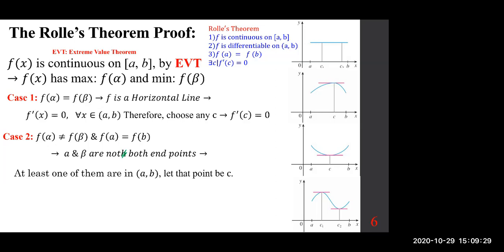So one more time. f of alpha is not equal to f of beta. Since f of a equals f of b, alpha and beta are not both endpoints. Remember, f of a equals f of b. So at least one of them is in the interval of a to b, either the max or the min. It doesn't matter, one of them. And f has a max or min.